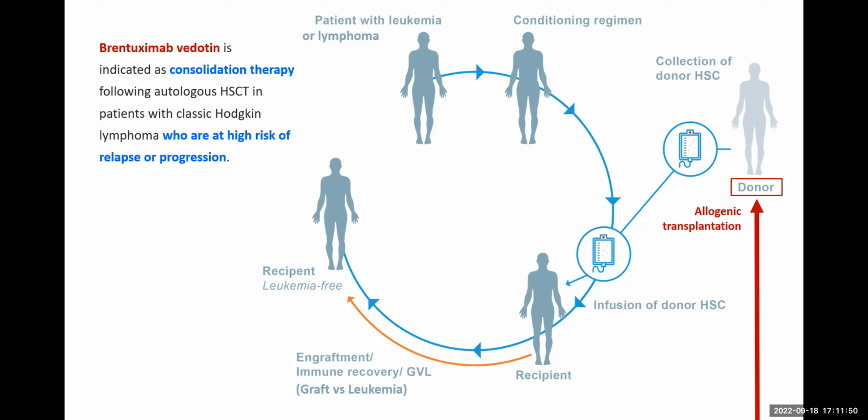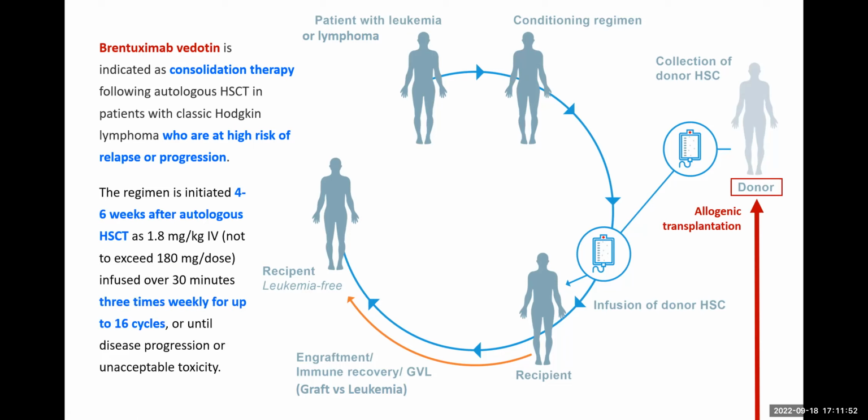brentuximab vedotin. The regimen is 4 to 6 weeks after autologous hematopoietic stem cell transplant. And the doses are given over here 3 times weekly for up to 16 cycles, or until disease progression, which means that you are giving the therapy, but the disease is still progressing, which means the therapy is not working. So you will stop that, or the toxicity becomes unacceptable or not tolerable by the patient.